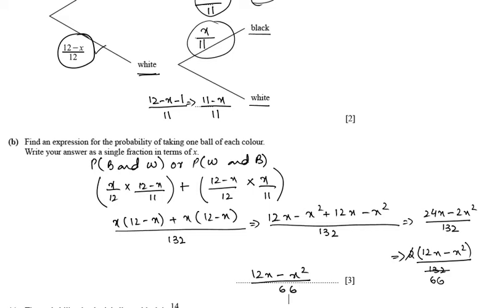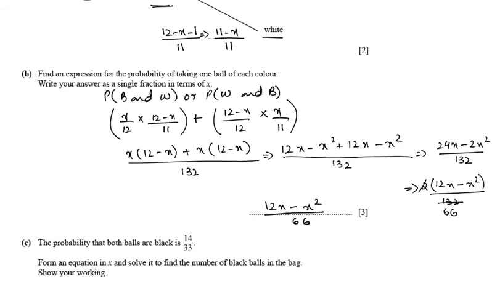Now let's see what they are saying in the next part. In the next part they are saying the probability that both balls are black is 14 upon 33. So it means the probability of black and black is 14 upon 33. So on the left hand side, now we will multiply the probability of black and black. So let's check what is the probability of black and black.